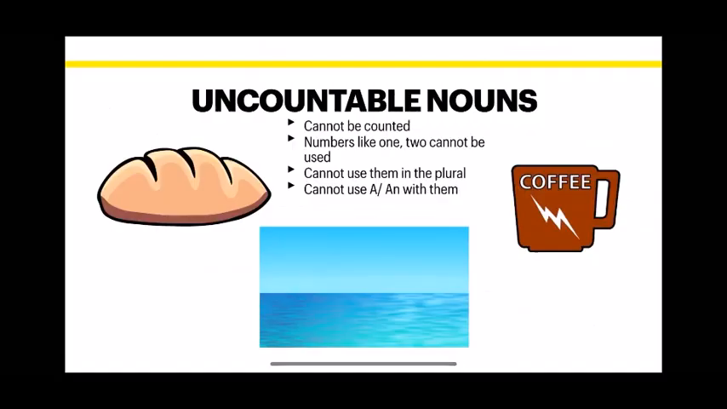Uncountable nouns. What are uncountable nouns? Uncountable nouns cannot be counted. Numbers like 1, 2 cannot be used. We cannot use them in the plural form. Nor can we use the articles a or an. Now some examples of uncountable nouns are bread, water, coffee. These are all examples of uncountable nouns.